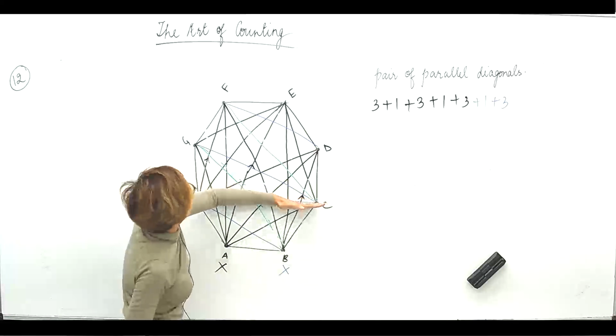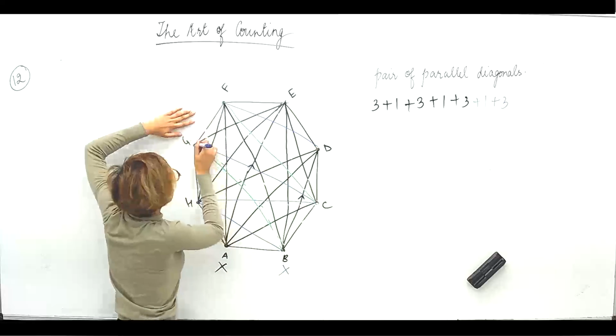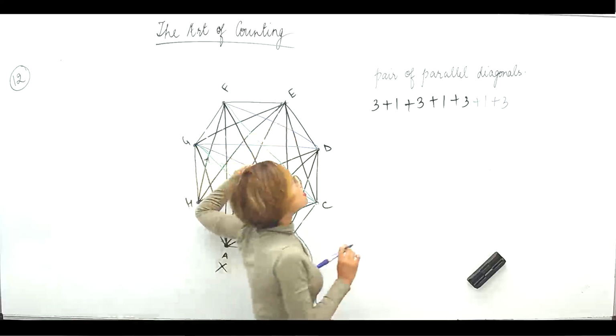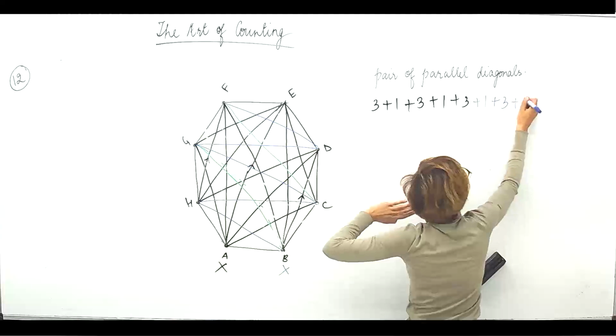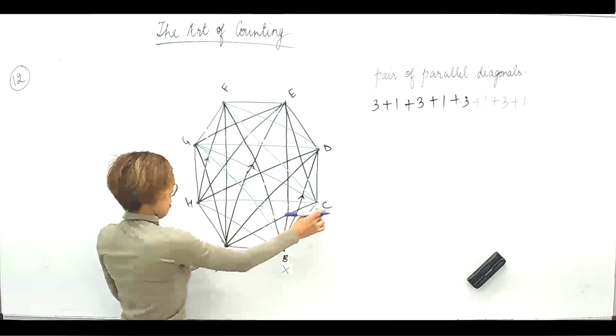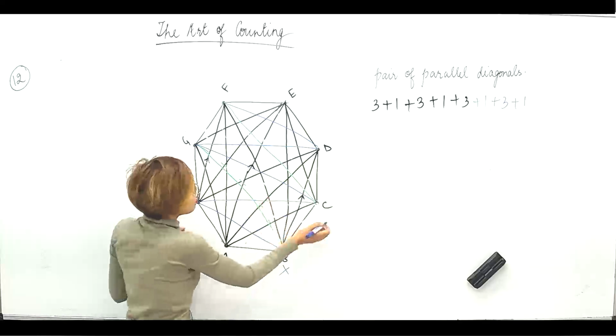Now look for parallels of CH. One parallel to it will be DG, that is one of them, right? So the CH one is done. CA I have already joined, right? So C is also exhausted.